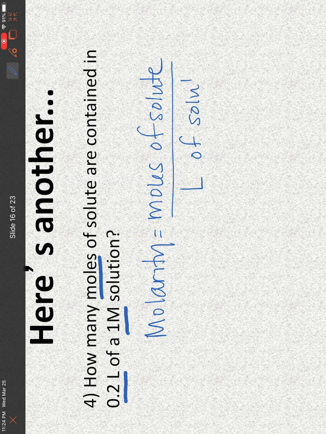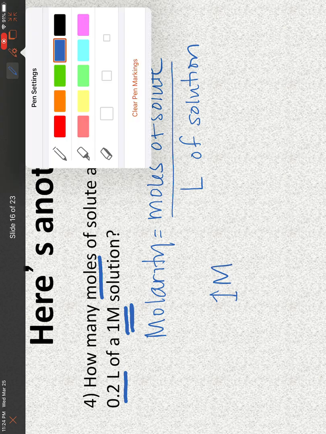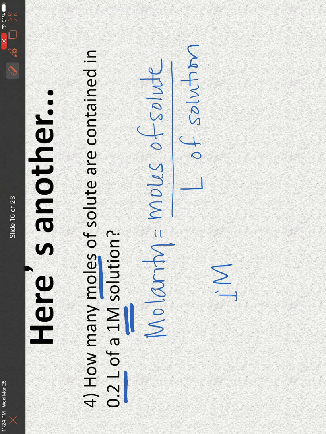So we're going to use the same formula. Molarity equals the moles of solute divided by the liters of solution. So let's see what they've given us. We know molarity. It's right here. So this is a 1 molar solution, right?